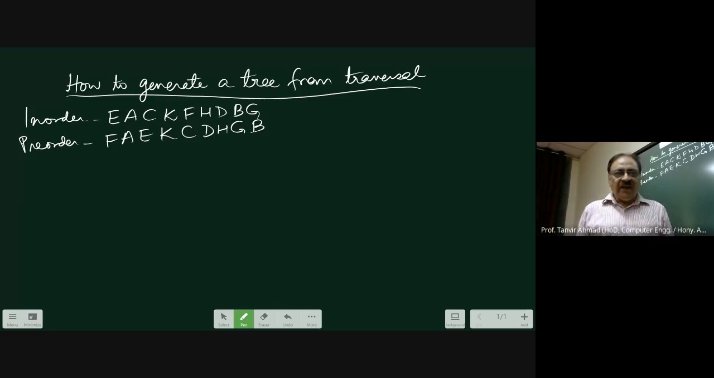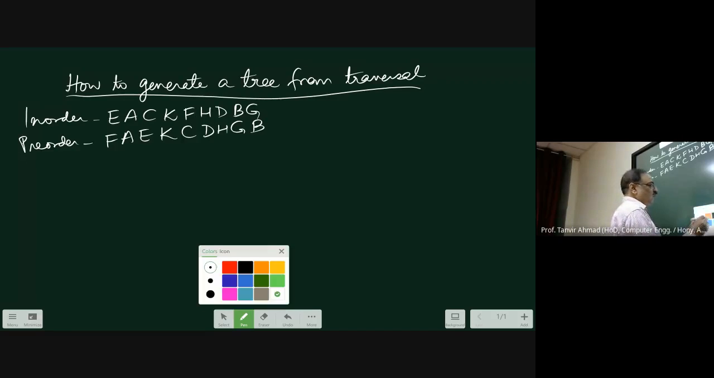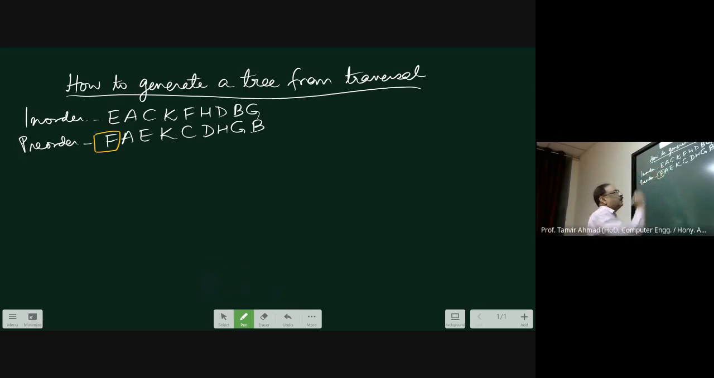Now, you know that if I am going to do this, the root has to be found by using the pre-order. You know it very well: what is the root of the tree? It is obviously F, because you know that in the pre-order, the root will come first. Correct? That means I will draw the root as F.